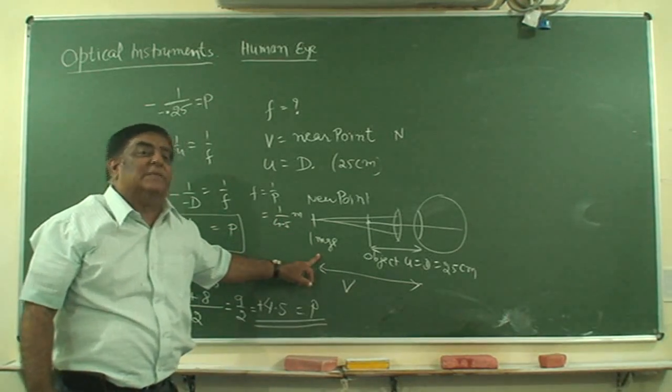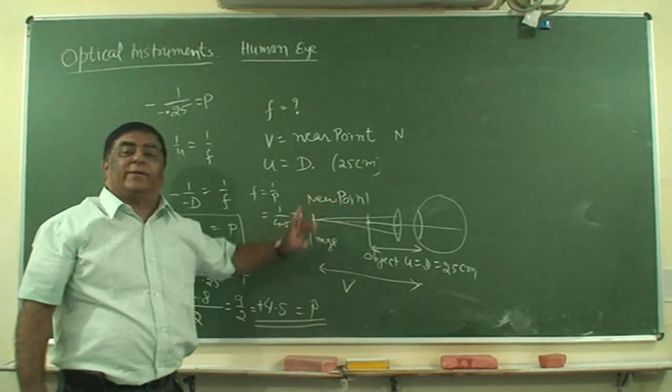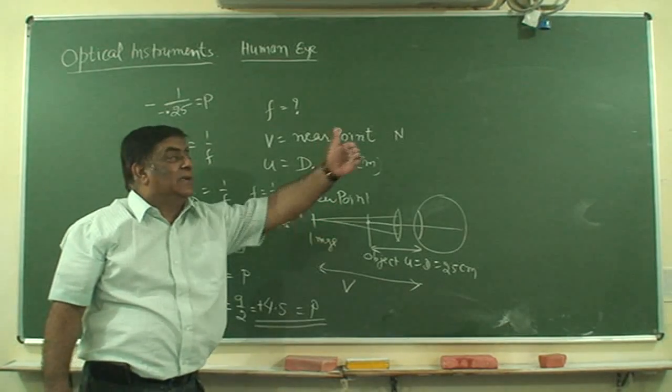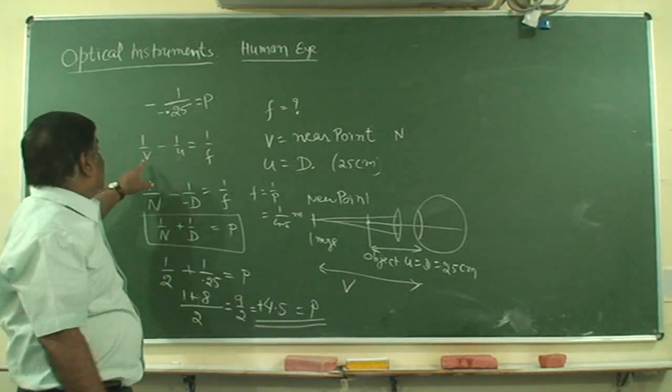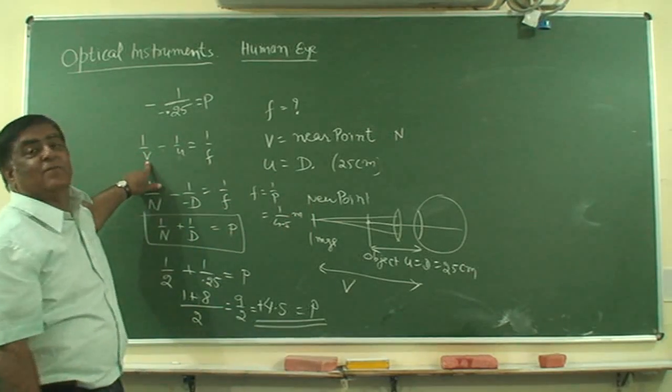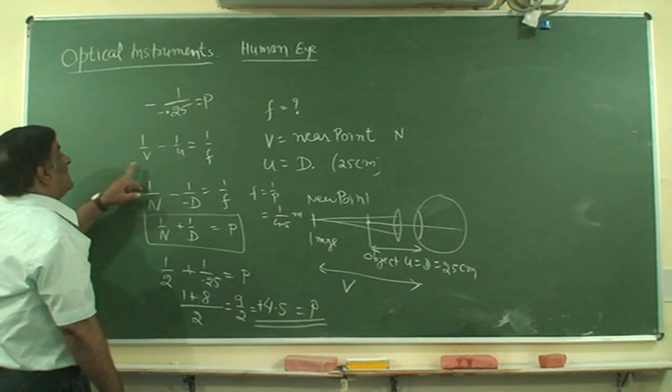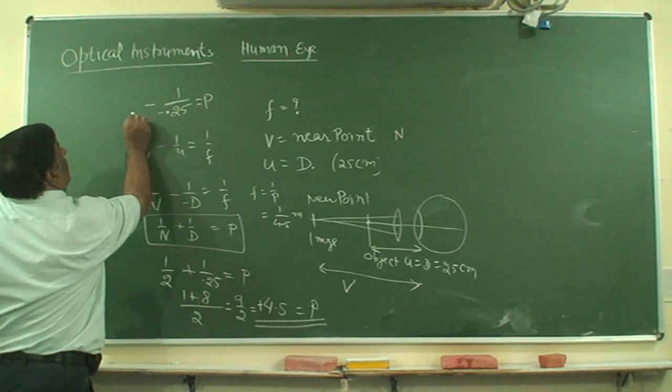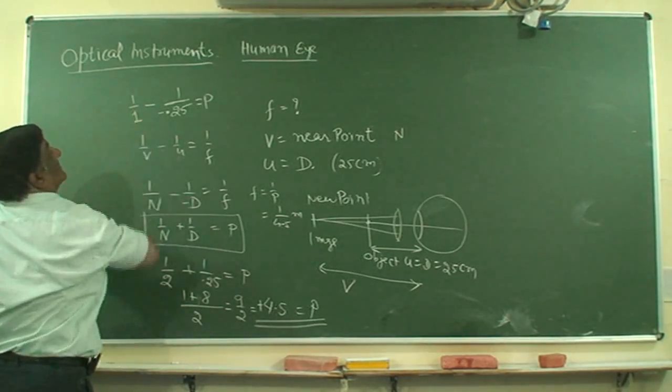Where do we want to form the image? Whatever is the near point. If a person can see clearly at 3 meter, then we will write it 3 meter. If a person is able to see at 1 meter, we will write it 1 meter.